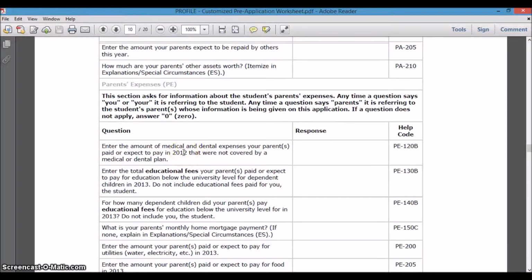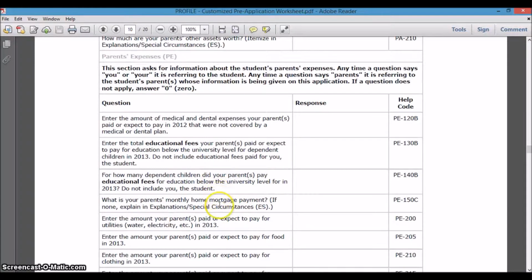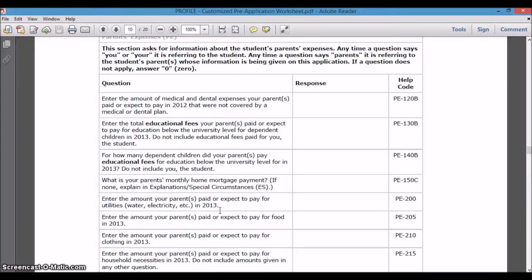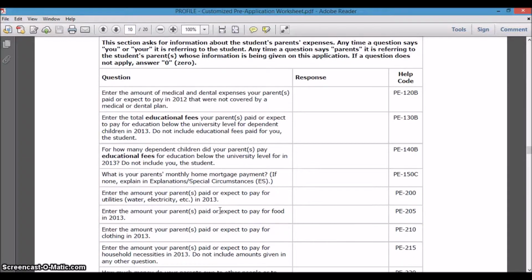This form itself is actually outdated, so don't pay attention to the years, but the questions are actually very similar. So for example, in this first question, when it asks you to enter your medical and dental expenses, make sure you communicate with your parents and come up with a good estimate of what would be a yearly expense for medical treatments in your household. Again, all the questions referring to educational fees, home mortgage payments, some of these may not apply, and if they don't apply, put 0 in it. But the rest that do apply, make sure you communicate with your parents and come up with a good estimate as to how much money they're budgeting into these different categories.